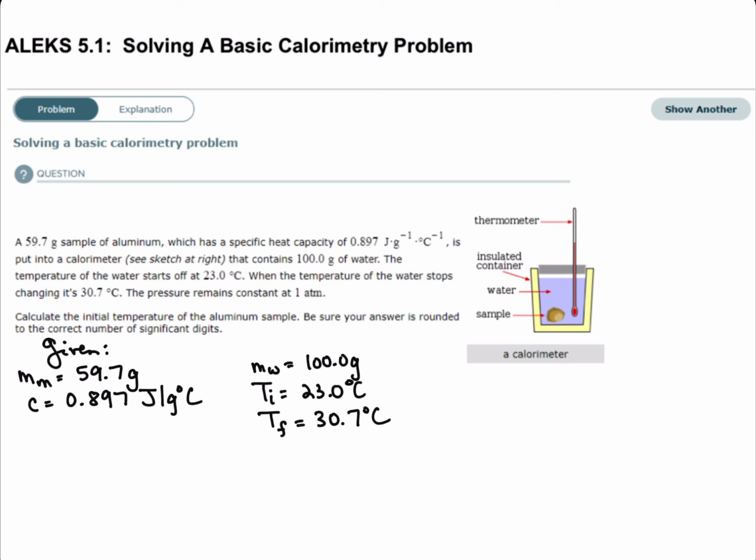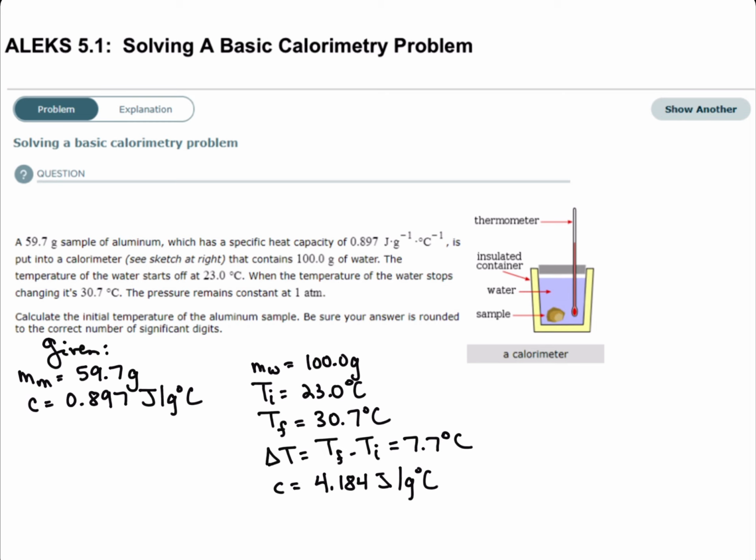Since we have the final and the initial, we can go ahead and solve for delta T, which is final temperature minus initial temperature, which equals 7.7 degrees Celsius. We also have the specific heat of water, which is 4.184 joules per gram per Celsius. We can look that up on a table.